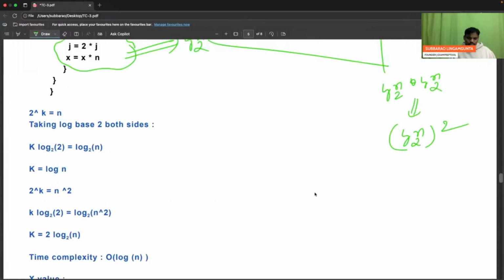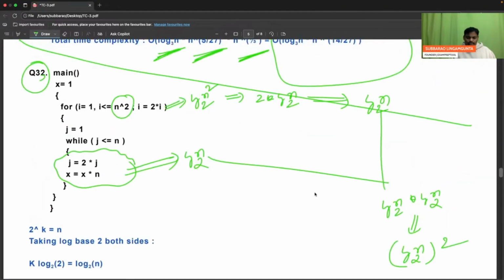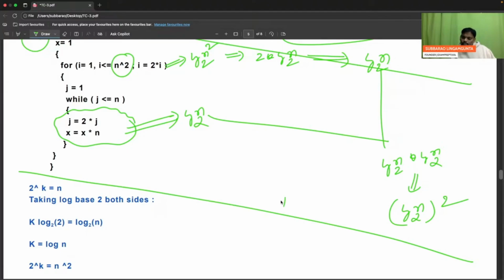Let me check what exactly the question is. So question number 33, one question is given. Time complexity is log n base 2 whole square, because the outer one is also log n base 2 and inside also log n base 2. Finally log n into log n, square. Please check if I did anything wrong. Same answer. So time complexity is log n base 2 whole square.